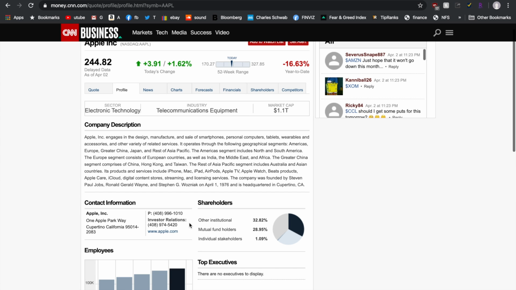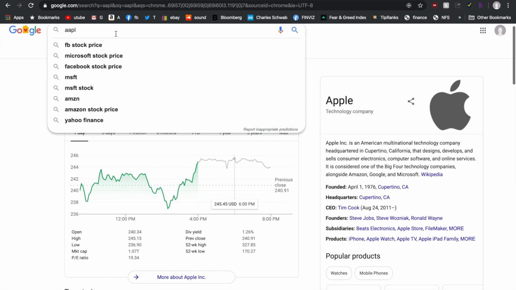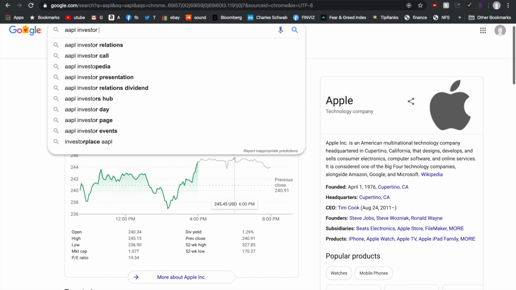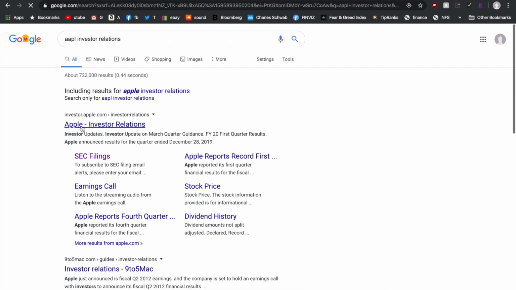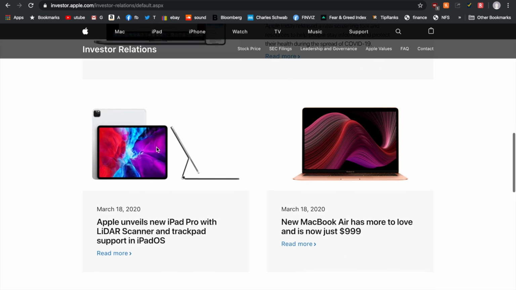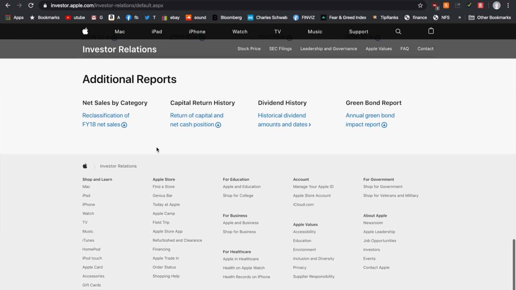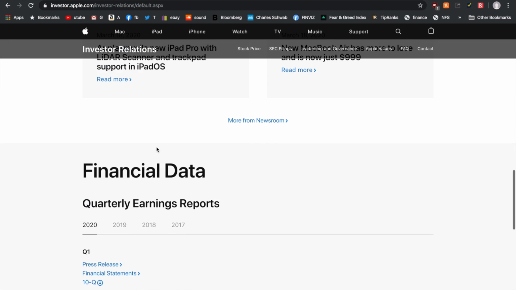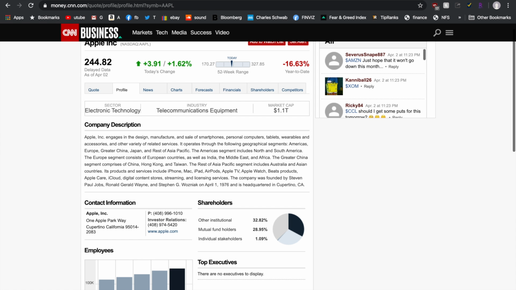The next nuance also is that you can go to their website, Apple, and then you type in investor relations. Here's where you can access the quarterly reports and also the first quarter release, things like that. I won't spend any time trying to find this right now, but you can also find the board of directors and everyone who's on the management team, like the CFO, CEO, things like that.